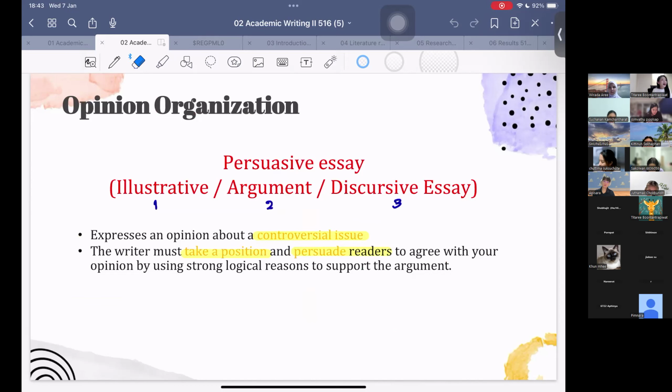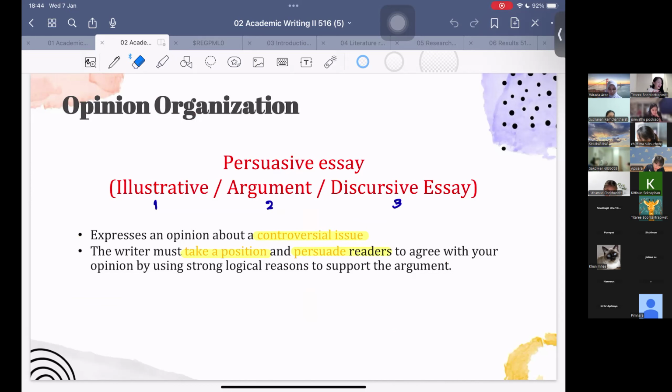And, I'm sorry, not last one. Start off with the opinion paragraph or opinion organization. Some people call it opinion organization. Some people call it persuasive. Opinion is when you express something. However, some people call it a persuasive essay, because when you express something, at the same time you try to convince your audience.